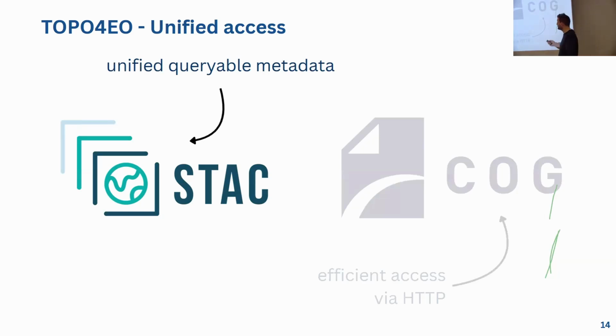I concentrate on this part here, because that's really the great benefit that we see. COG, the cloud optimized GeoTIFF, is already quite often used, but on top of it we also need a way to access the data through this metadata, so that we can really exploit the great benefit.